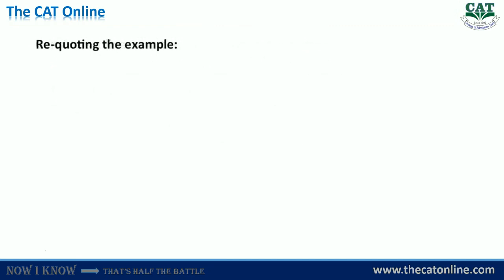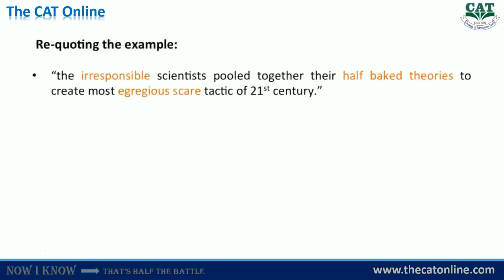Let's rewrite this entire line: "The irresponsible scientists pooled together their half-baked theories to create the most egregious scare tactic of the 21st century." Now, irresponsible is a negative adjective for the scientists. Half-baked theory, that is, not planned properly. Egregious scare. Egregious is someone who goes against society. So these three words tell us that the author is not very happy about whatever is said.